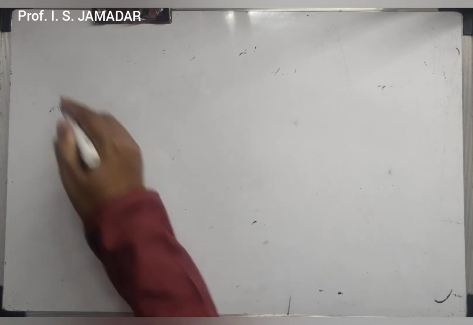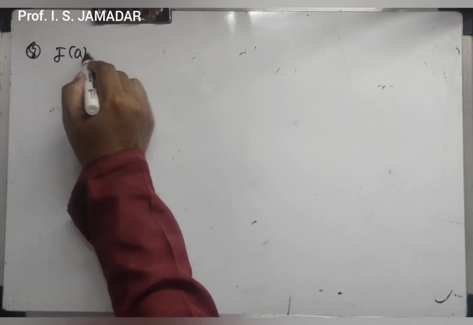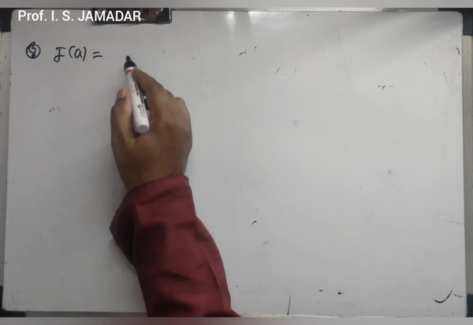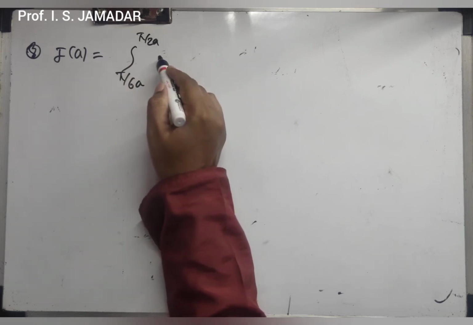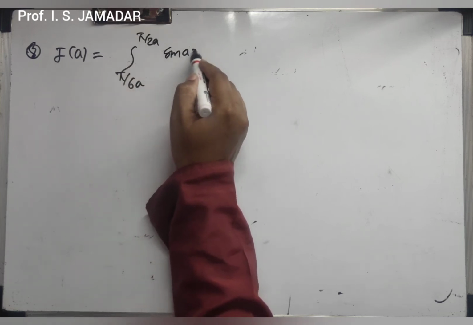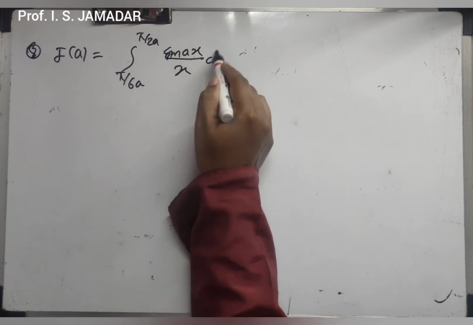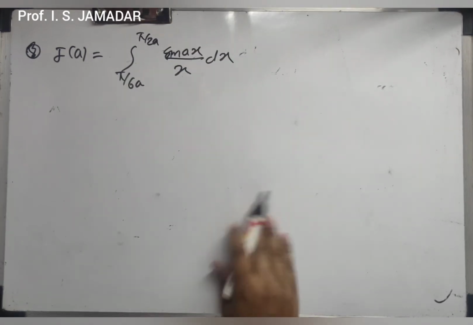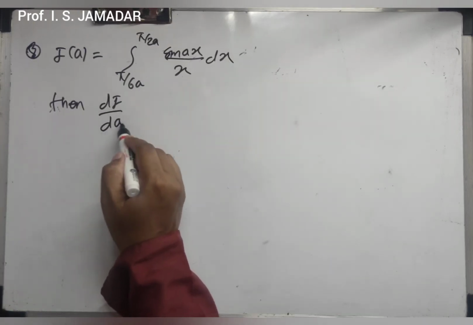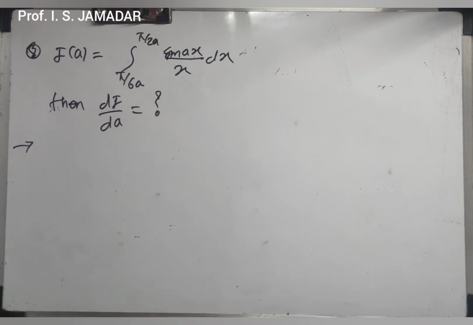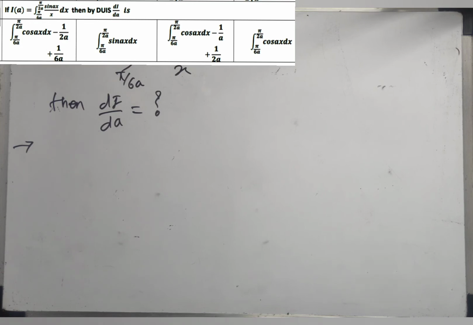Example is, 8th example: if I(A) is equal to integration from pi by 6A to pi by 2A of sin(ax) upon x dx, then what is dI by dA? So again the question is to find out the derivative. So limits are what? Limits are in terms of the parameter, means we have to apply rule number 2.